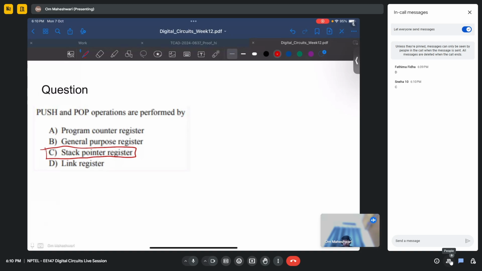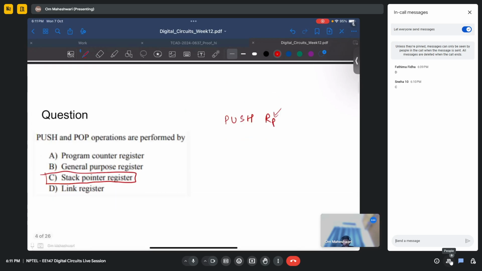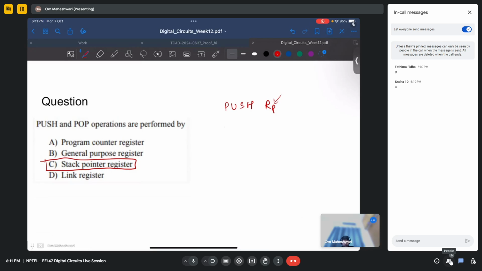So what basically are push and pop commands? If you give push RP, RP is the register pair. So whatever is the content of the register pair, it will be pushed onto the stack. So let's say you do push B. So B refers to the BC register pair. So what will happen if the stack is pointing to some address, let's say 0010.